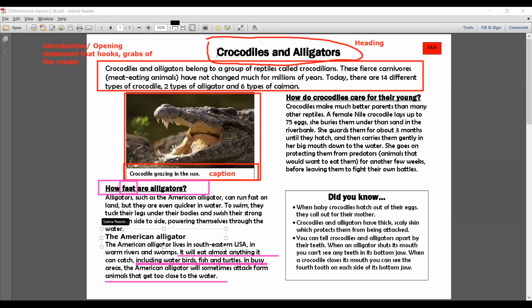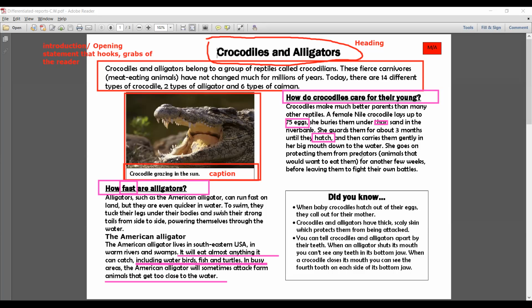And then we have the next subheading, which says here, how do crocodiles care for their young babies? Crocodiles make much better parents than many other reptiles. A female Nile crocodile lays up to 75 eggs. Ooh, here is a number. She buries them under the sand in the riverbank. She guards them for about 3 months until the eggs hatch, and then carries them gently in her big mouth down to the water. She goes on protecting them.